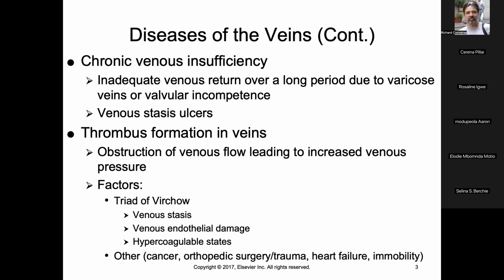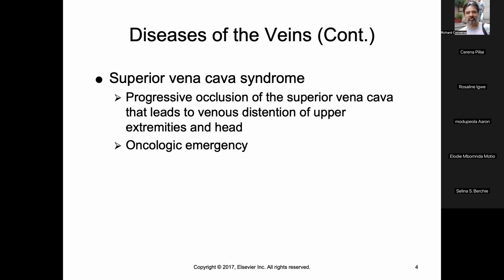The triad of Virchow is thought to be critical in the diagnosis and assessment of the risk factors of this. These are venous stasis, venous endothelial damage, hypercoagulable states. There are others, including cancer, orthopedic surgery and trauma, heart failure, and immobility.